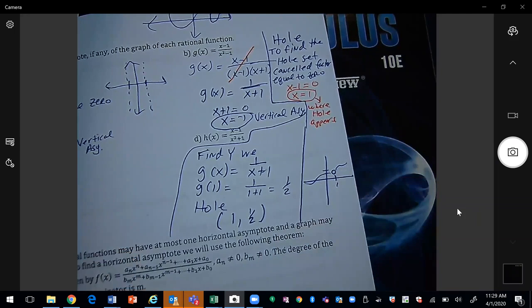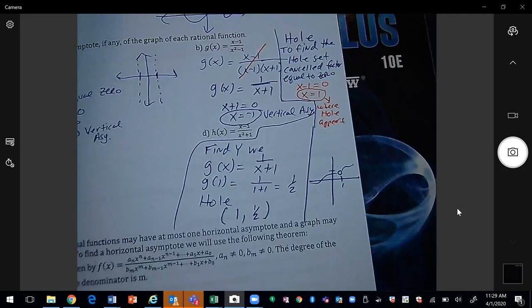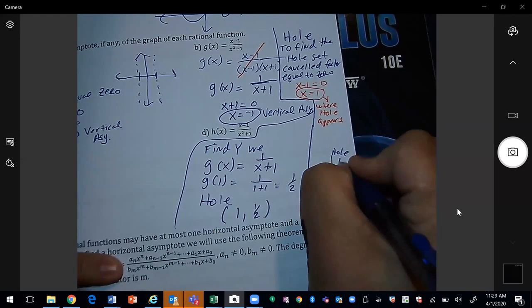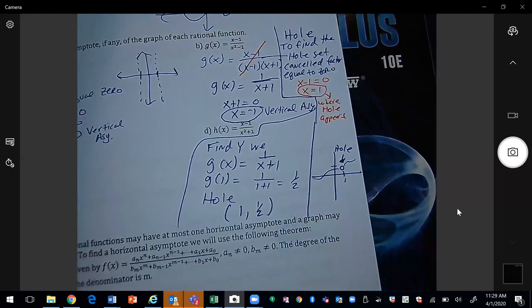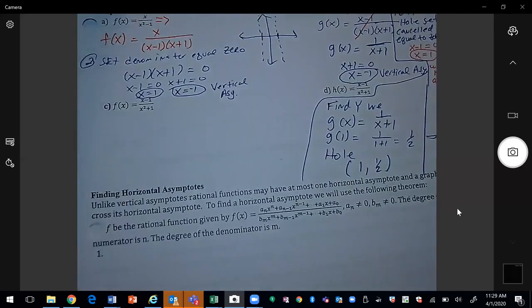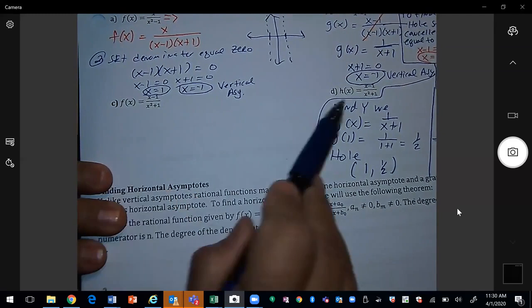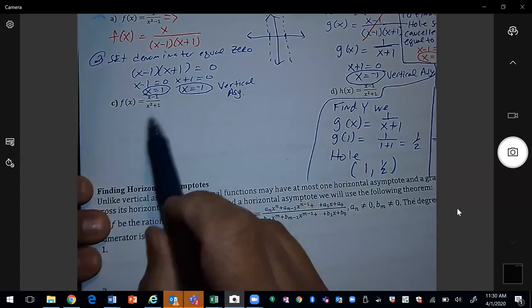Okay, so the next example is also going to give us a chance to practice finding that hole if it has one. Any questions on this example? Okay, so let's look at letter C. And if you notice, letters C and D are the same example. So I'm just going to work out the C one over here.